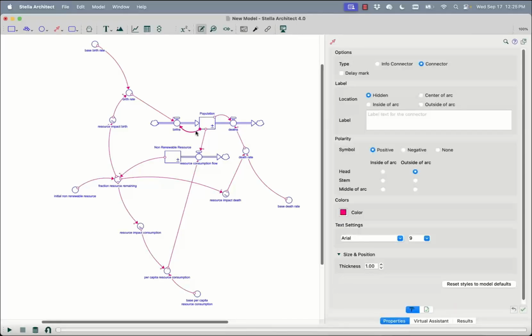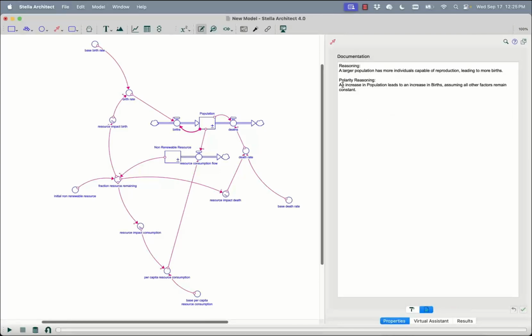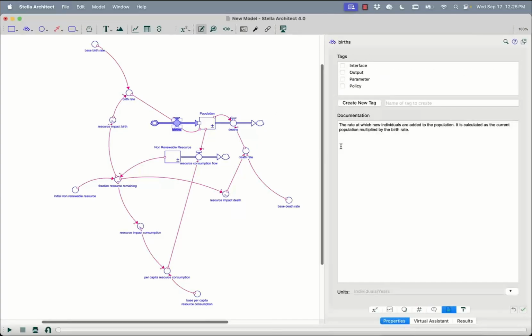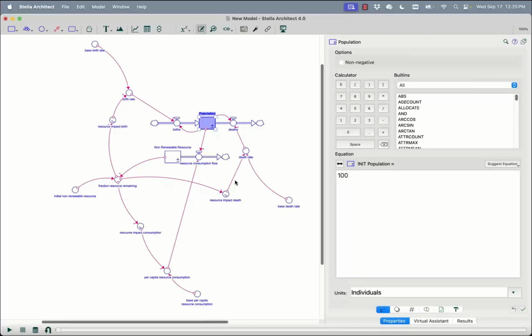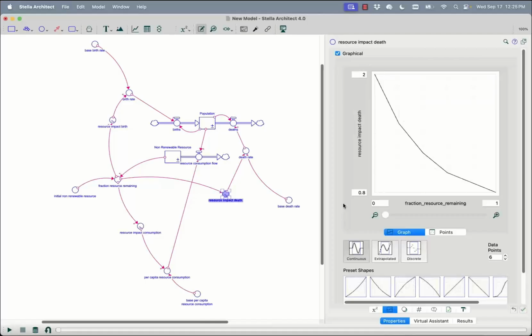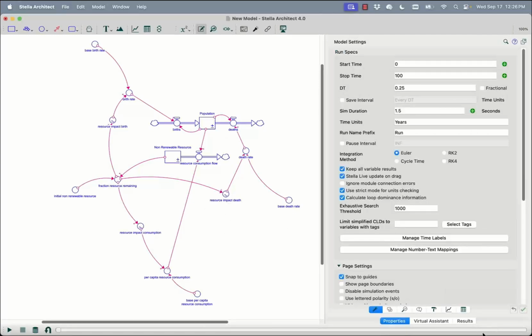Every connector has polarity, as well as the reasoning and the polarity reasoning. Every equation has units. I picked a flow here, which is a little boring, but you can see here that the stock has units. We can see that graphical functions were actually generated for us. And in this case, it's done something pretty special, something I don't see the LLM do quite often, which is it actually normalized its input to the graphical function. It's not using a dimensioned input. Most of the time, the LLM messes that up and uses dimensioned inputs. We can see that there are no unit errors in this generated model.